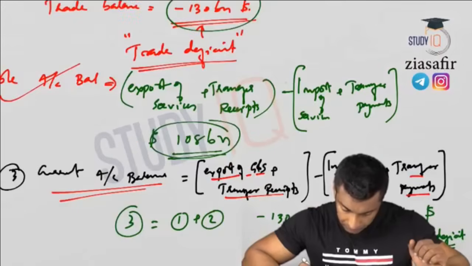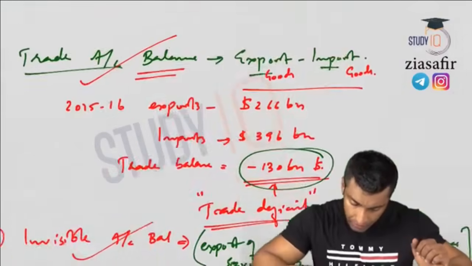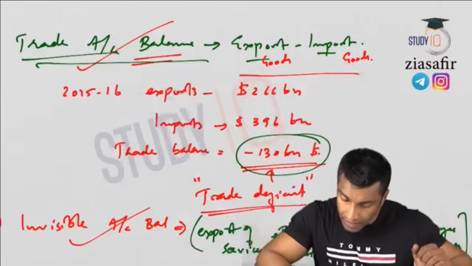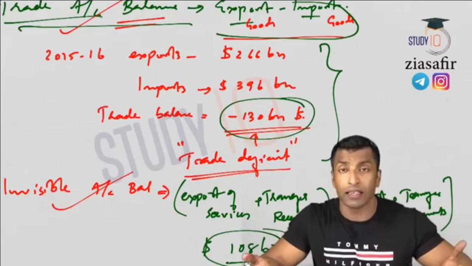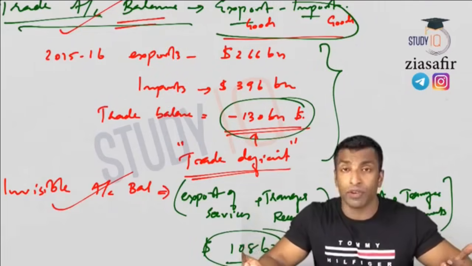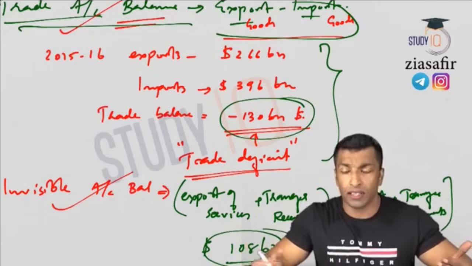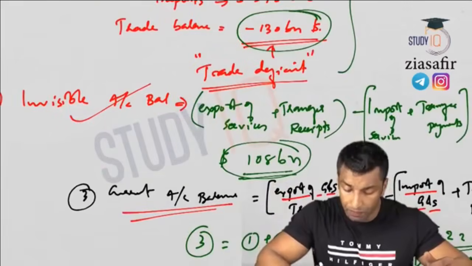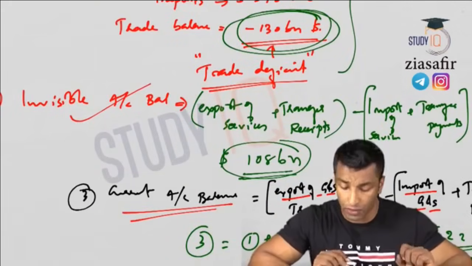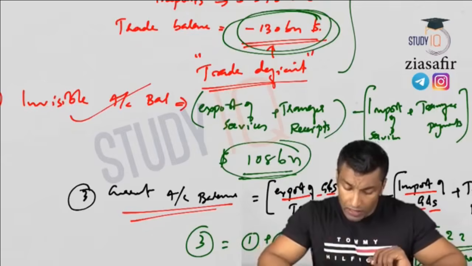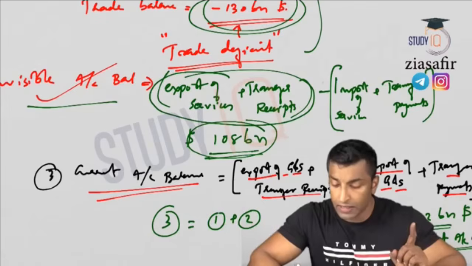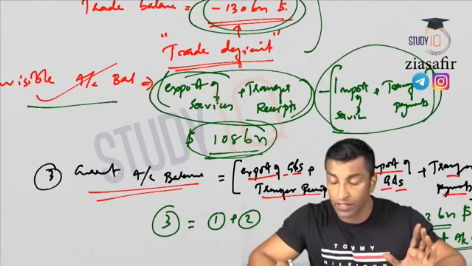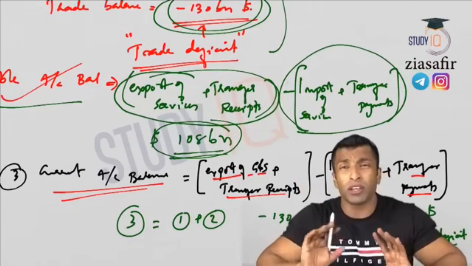I think I have written it before somewhere here. You can see here, this is trade account balance, export minus import, and I have given you a lot of data and we have discussed this in detail. I've told you if it is negative, it is what we call trade deficit. We have this problem of trade deficit. We had actually minus 130. All those things we have discussed. Invisible account means export of services plus current transfer receipts minus import of services plus transfer payments, as we have discussed.